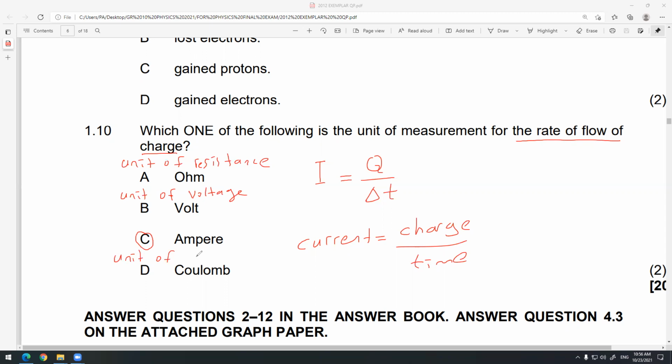Some learners will choose this one because of the word charge. Maybe they will say it is the unit of charge, but please read the question, people. The rate of flow of charge. So the rate of charge means current equals charge over time. They're asking you the unit of current.